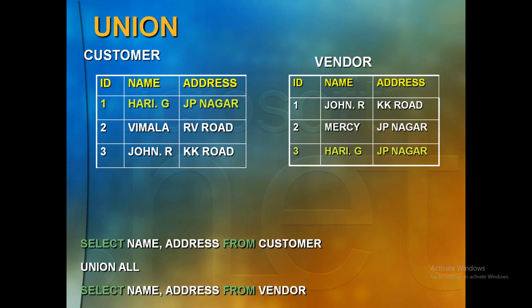Definitely union all is faster. Why? It is not going to look for duplicates. If I'm doing any operation for duplicate data, then definitely I'll take a lot of time, right? If I'm verifying for something, I'll take more time. So union all is not going to verify for duplicate data, so it is faster. It is not going to sort any data.